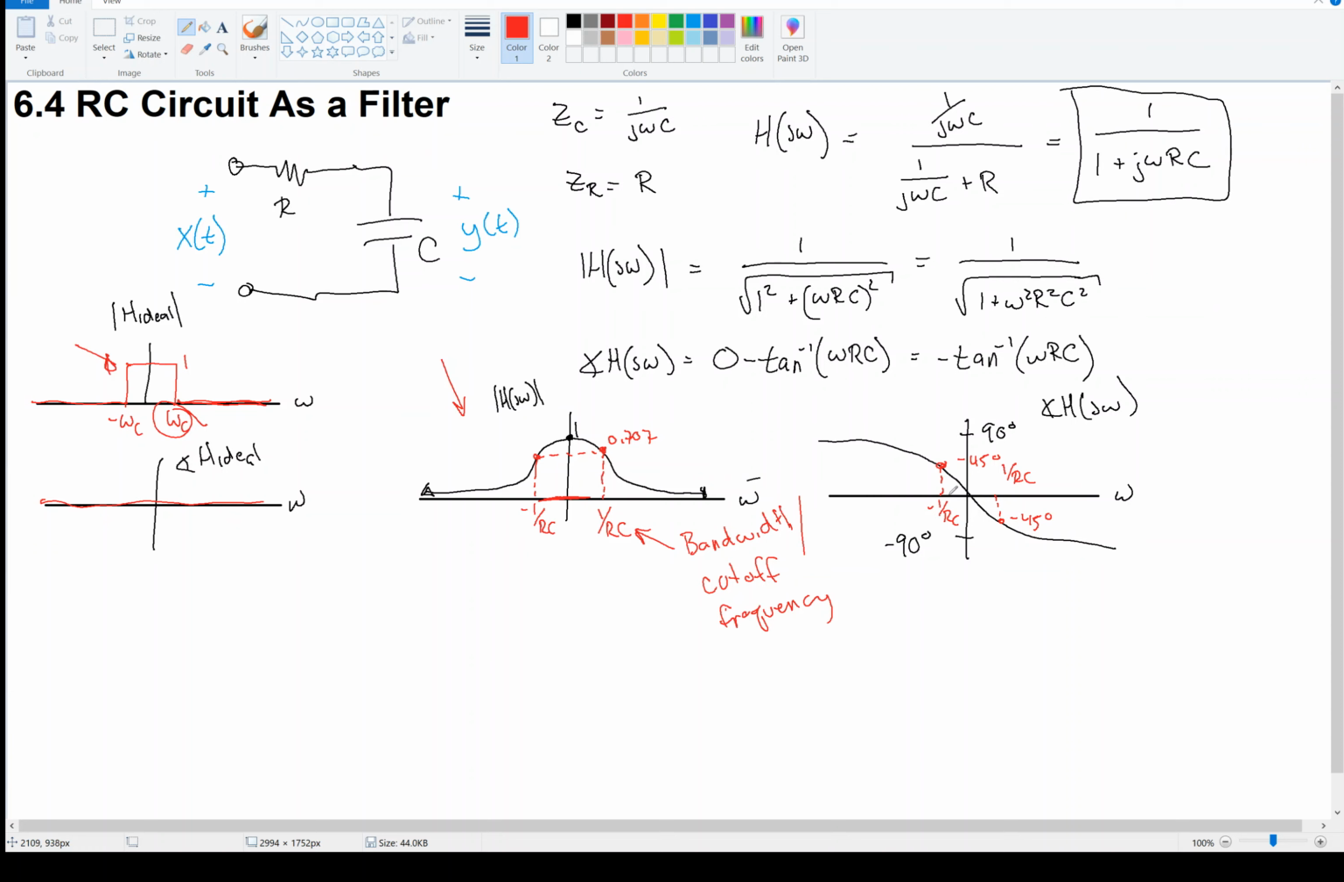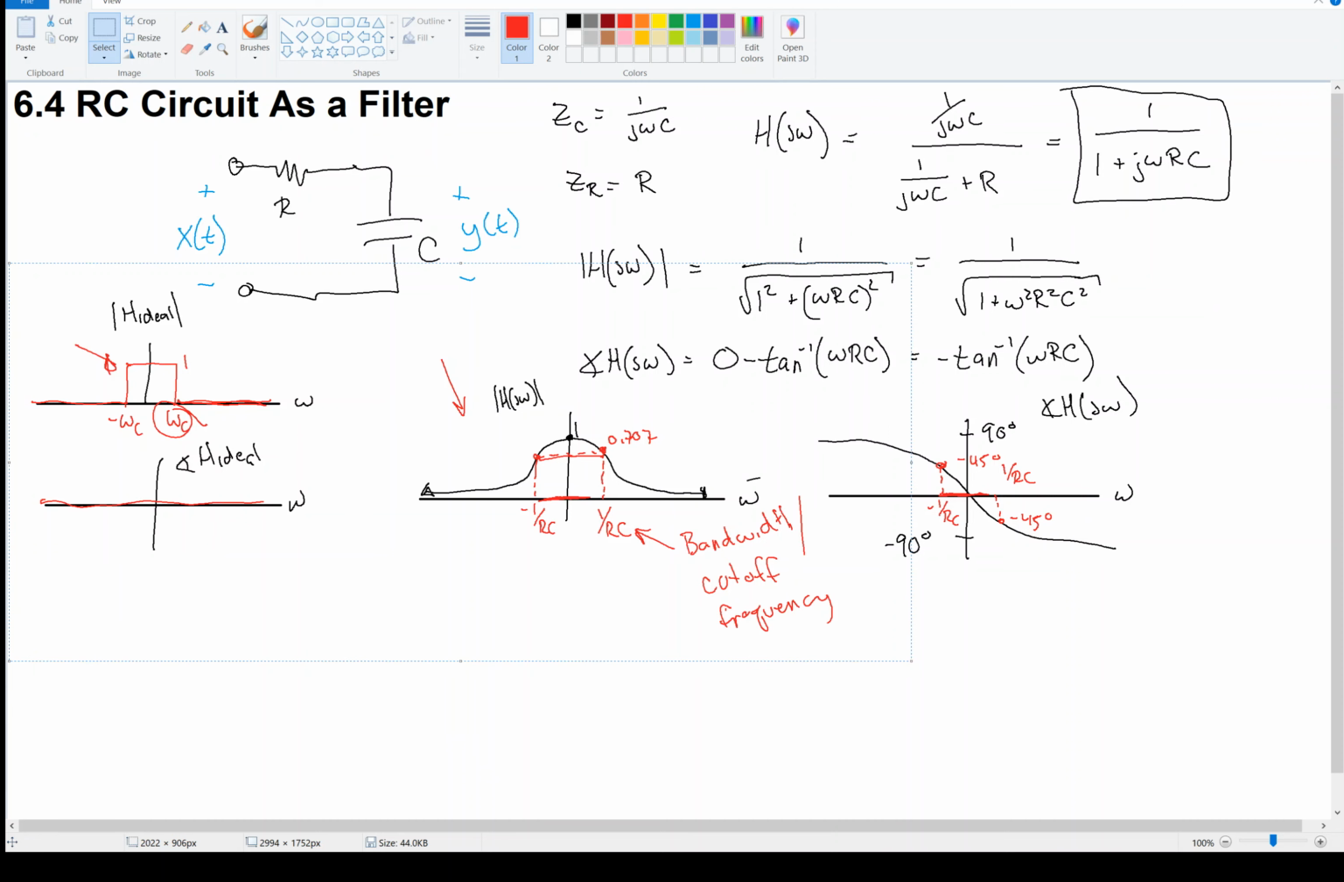And the phase is kept small. The phase is less than 45 degrees for frequencies within the pass band, right? And then they're much larger. They're larger than 45 degrees in magnitude when they're outside of the pass band. So that is why we can use the RC circuit as a low-pass filter. Pretty neat, right?